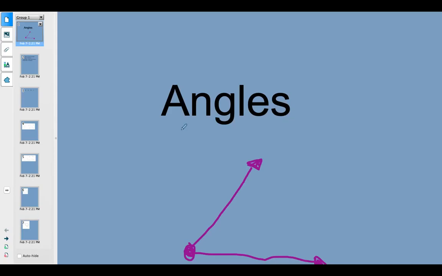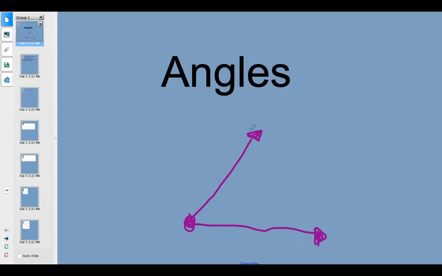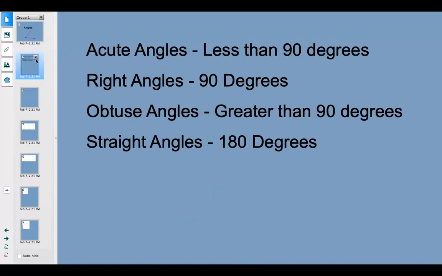An angle is what happens when two lines share the same point. There can be large angles, small angles, straight angles. Each type of angle has a different name. Here are the 4 ways that we can describe angles. Let's look at each example.